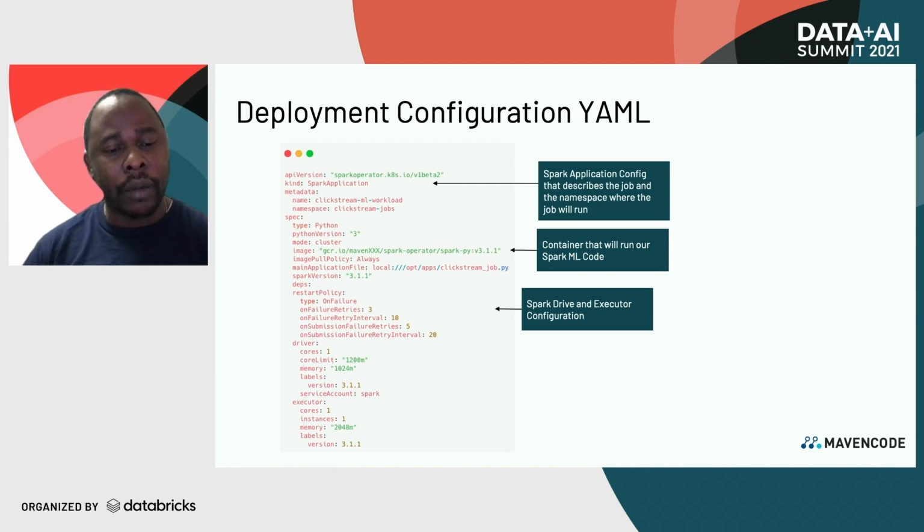Then you specify the number of drivers, which is typically 1, and the resource allocation to the driver. Same thing with the executor. In this case, I have 1 driver and 1 executor, and I have all this configuration. So this is all I need to submit a new job that will run my ML job in a Kubernetes environment, run it with the Spark operator enabled.